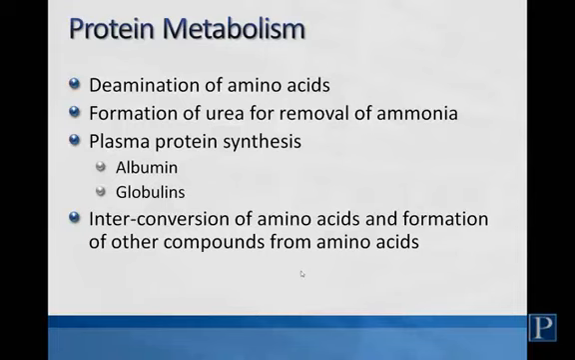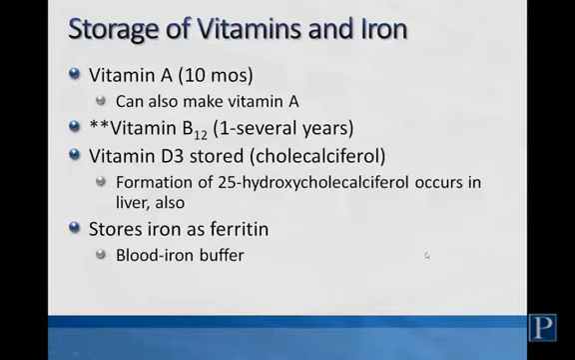So remember, you can take glucogenic amino acids and make glucose from it. So that's an example, and that involves this interconversion of amino acids with other compounds. Now, the other one is its storage of some vitamins. Most people always remember that the liver stores fat-soluble vitamins.